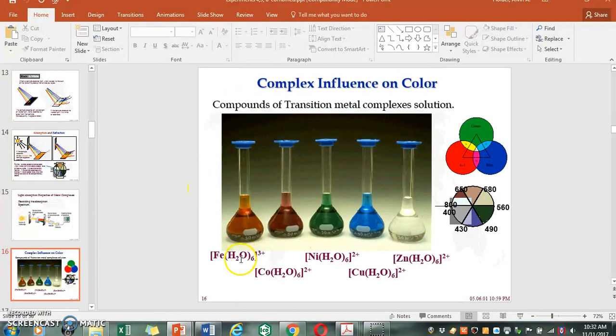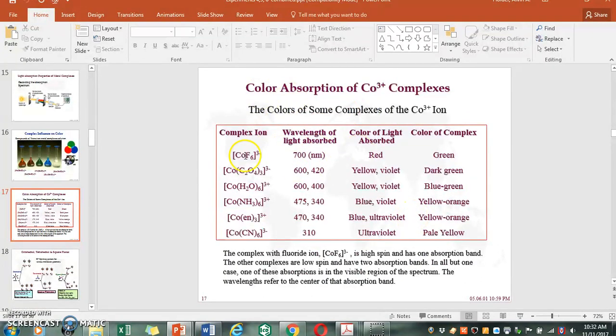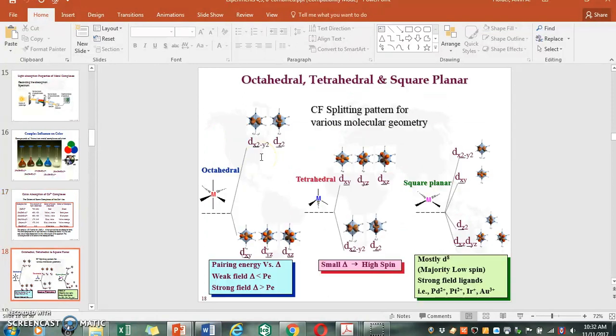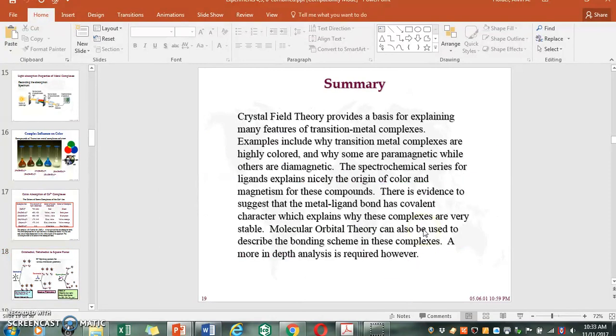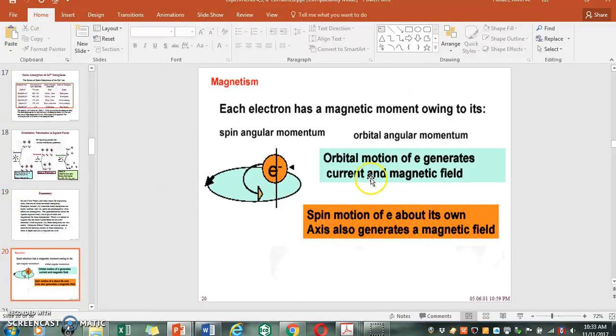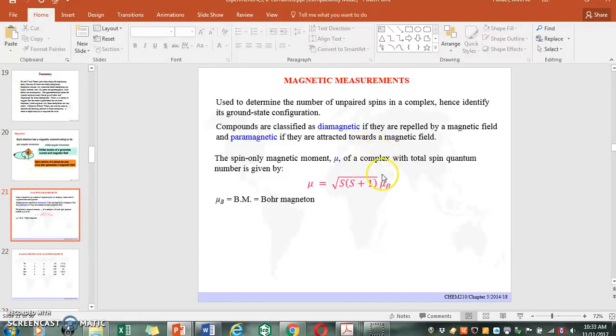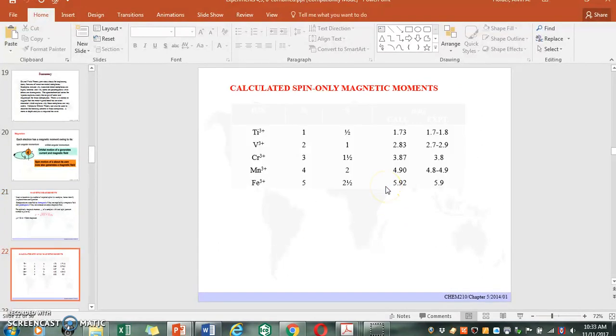Here are the various colors for the iron, cobalt 2, nickel 2, copper 2, and zinc, which has 10 d electrons, so therefore it's going to be colorless, no d to d transitions. And here are the various colors for the complexes. So you notice these are all cobalt 3 complexes, so be very careful regarding the overall charges. Here are the various splittings, and you really have to know these for Professor Bay's course as well.